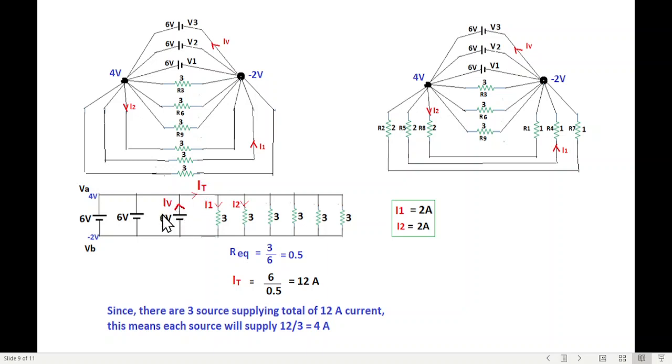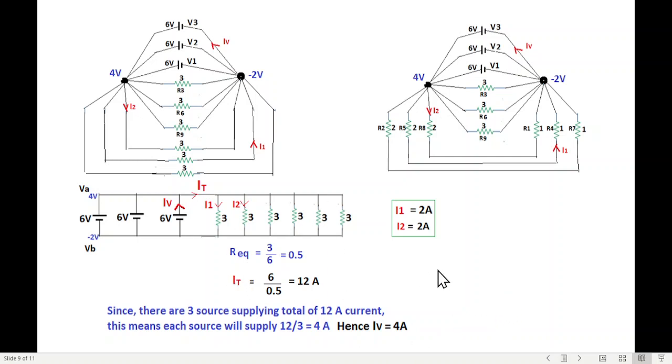What about the battery current of a single battery? Well, let's see this logic. Since there are 3 sources supplying a total of 12 ampere current, this means that each source will supply 12 divided by 3, that is 4 ampere. And so we can say that IV is 4 ampere.